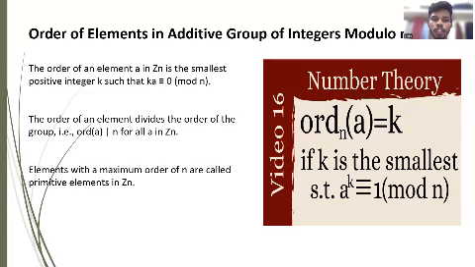So the elements with the maximum order n are called primitive elements in Zn. So the order of a is equal to k, if k is the smallest such that a^k is congruent to 1 mod n. So this is a general form.